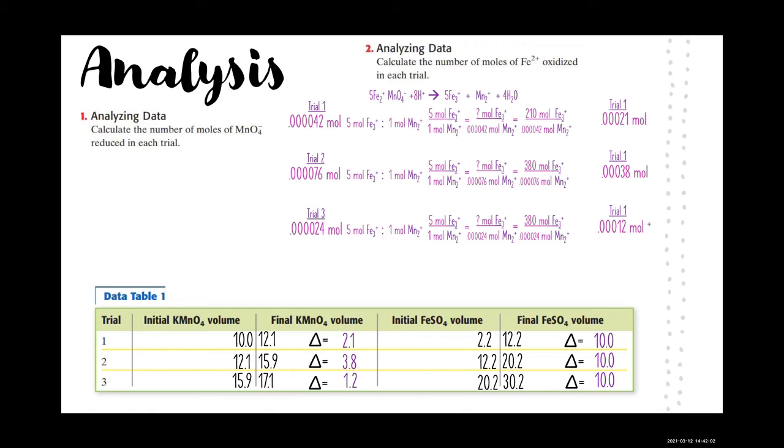So if we have 5 moles of the iron and 1 mole of the manganese, then if we change that molarity to 0.000042 for the manganese, what's it going to be for the iron? And it works out to 210. And then when we do our dividing, that's what we get. So here are answers: the number of moles involved and the number of moles consumed.